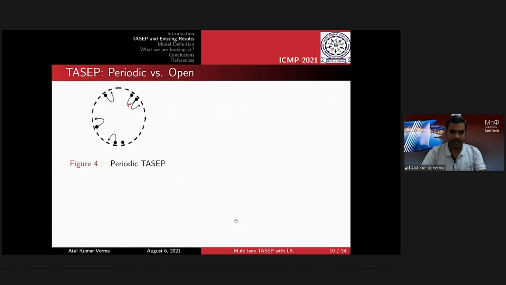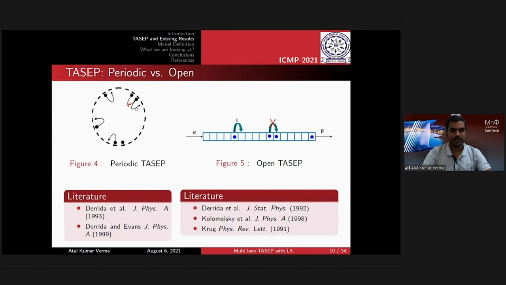There are two types of TASEP. One is periodic TASEP, in which the number of sites as well as the number of particles are fixed. And the other is open TASEP. In periodic TASEP, this is the governing equation.